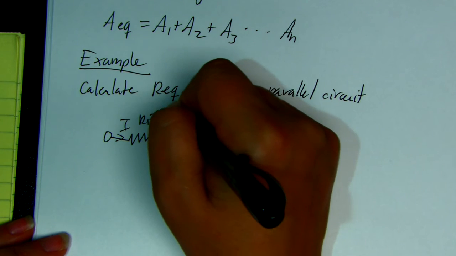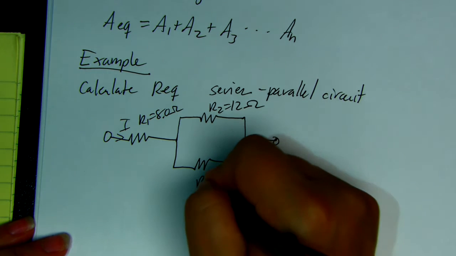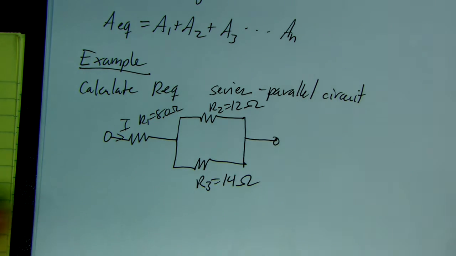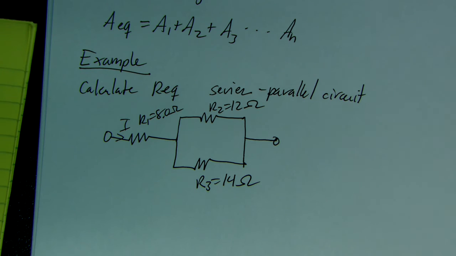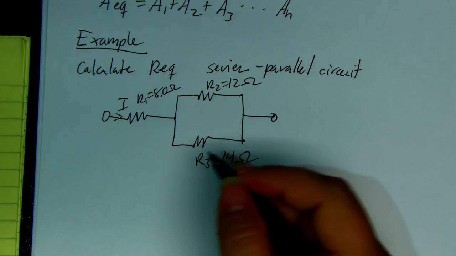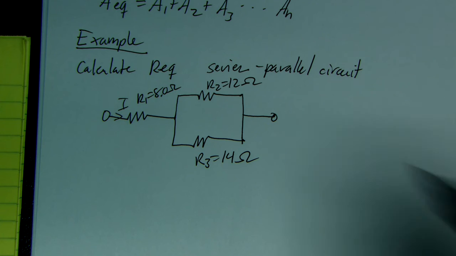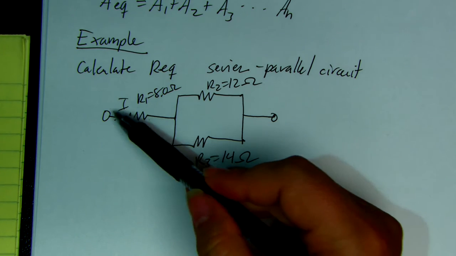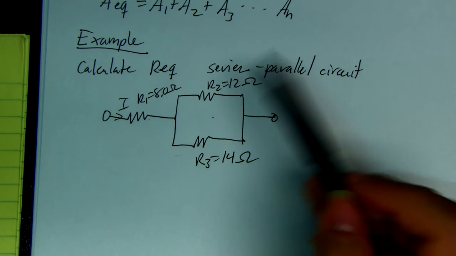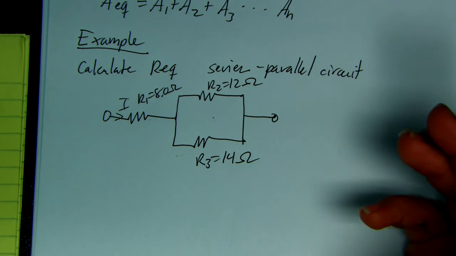R1 is equal to 8.0 ohms, R2 is equal to 12 ohms, and R3 is equal to 14 ohms. And of course, these are ohmic materials. We've been given no indication otherwise. All right, so to attack this problem, we're going to need to break it up into parts. The first thing we want to do: we can't really do a series calculation for resistance because it would go from here and then we don't know what to add there. So we want to start off by doing the resistance of the parallel section.